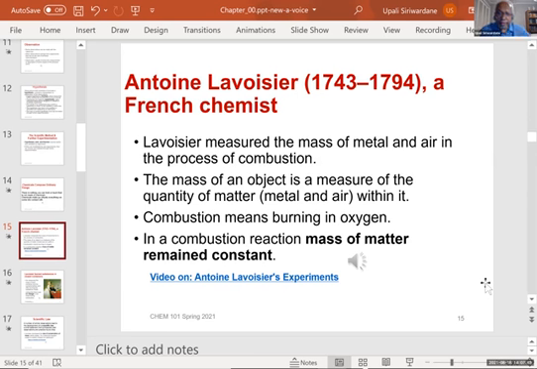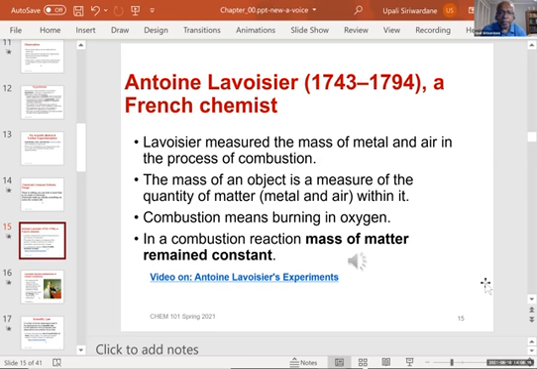That's our explanation now. People didn't know about that a long time ago. They burned something in air, they picked up mass, and they didn't know why. Now we understand there are metal atoms and oxygen in the air making a compound. Mass of an object is a measure of the quantity of matter. Matter could be atoms, molecules within it.